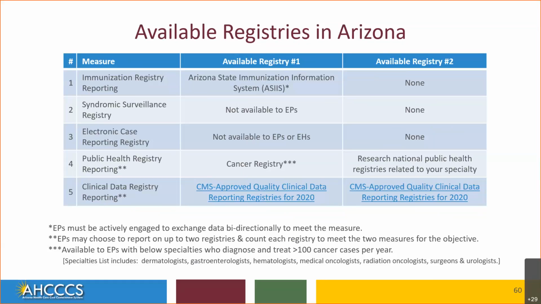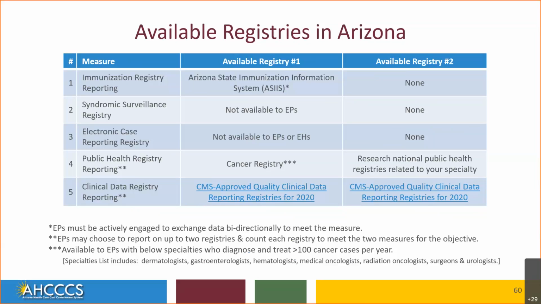Under the Available Registry 2 column, you can see that the EP should research national public health registries related to their specialty. For the clinical data registry reporting, EPs should look at that hyperlink of the CMS-approved qualified clinical data registries for 2020 to see if that EP can submit data to any of the registries listed on that list. There are other registries beyond what we have listed and referenced throughout this presentation, so keep that in mind. If you find another registry, then you can go and submit data to that registry and it would count.